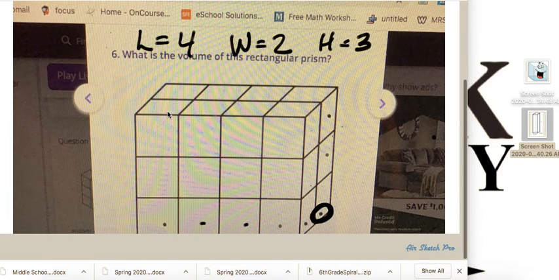So I usually pick 2 of them. I start with these 2. 4 times 2 is 8. And then I do 8 times 3, which would give me 24. So my volume would be 24.